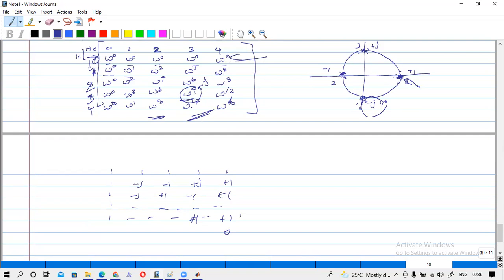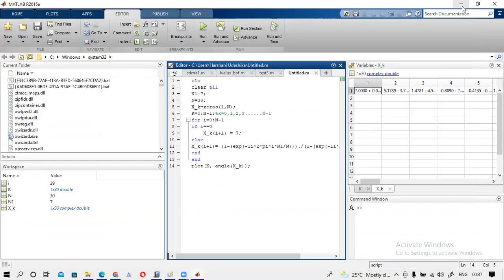I think this is called the twiddle factor, and this is the twiddle matrix. So if you have many points, this twiddle factor method, this matrix method, is much easier. And I think that is enough for that one.